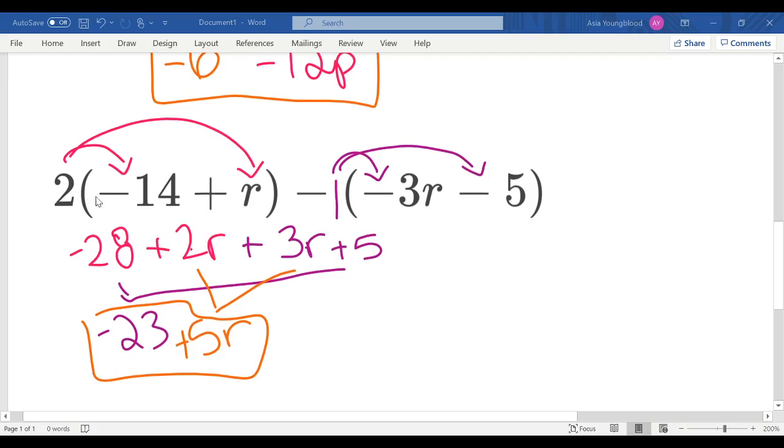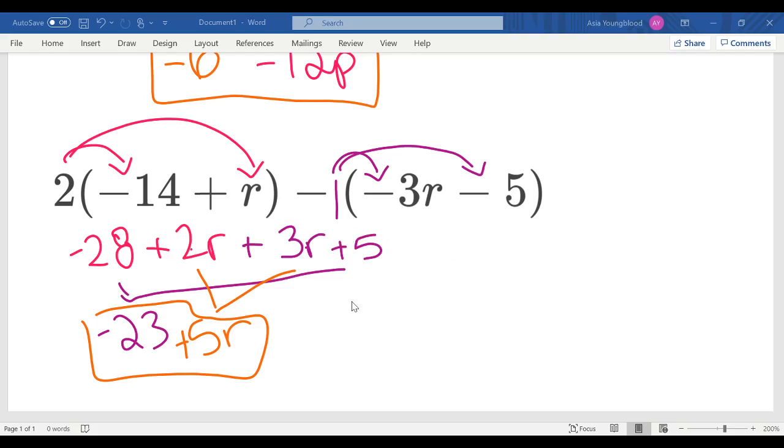We simplified this by distributing the 2. 2 times negative 14 gets us negative 28. 2 times r gets us 2r. Then we distributed this negative 1. Negative 1 times negative 3r gets us 3r. Negative 1 times negative 5 gets us 5.